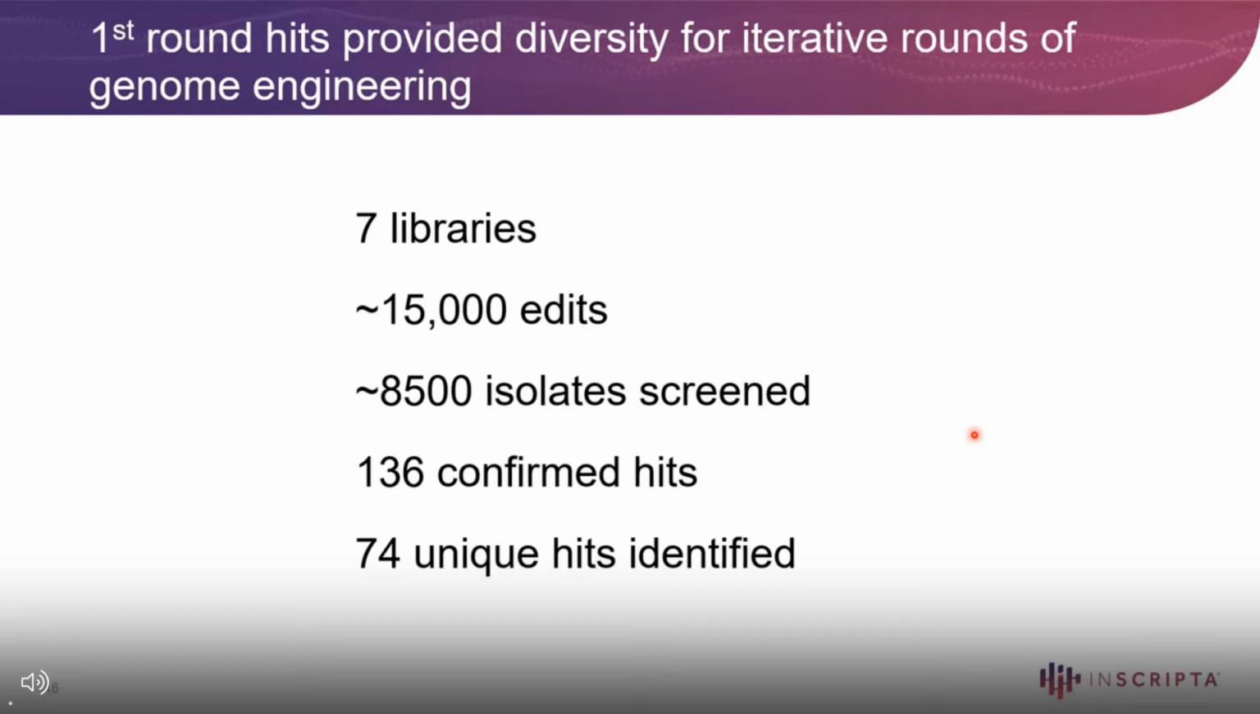Hits that we identified then go through a retest workflow where those hits are retested in quadruplicate to confirm that they're indeed hits and get some better measurement of the improvement that we're seeing. In total, there were 136 confirmed hits that we identified from these 7 libraries, and 74 of those hits were unique.